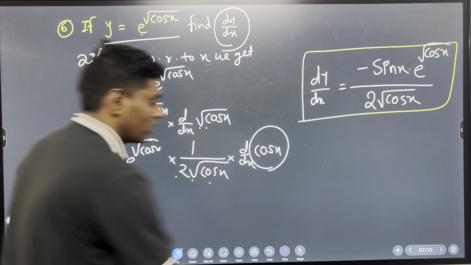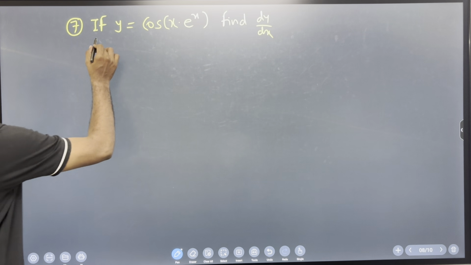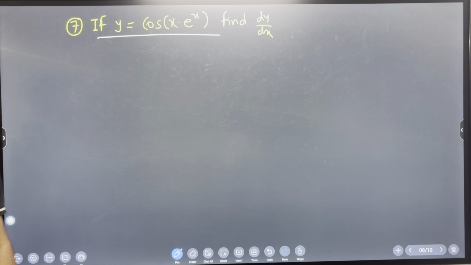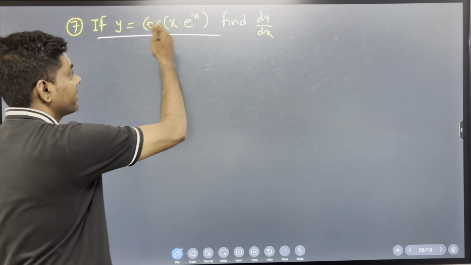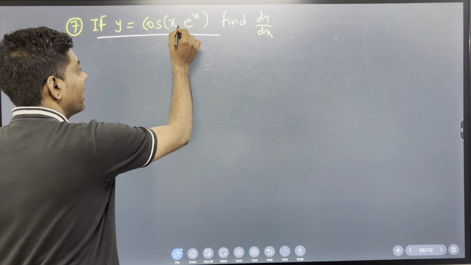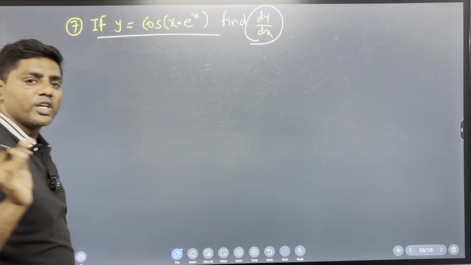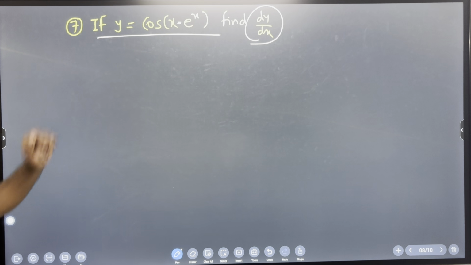So now we go for the next example. Let's make more practice. The next example is again very simple. y is a function of x, and here the function is cos of x into e raised to x. So a product is there. So by using the multiplication property of derivative, we calculate the question.